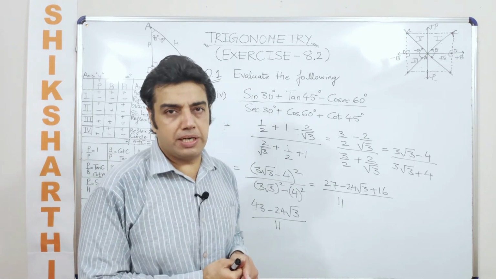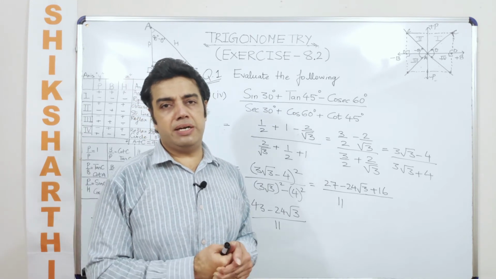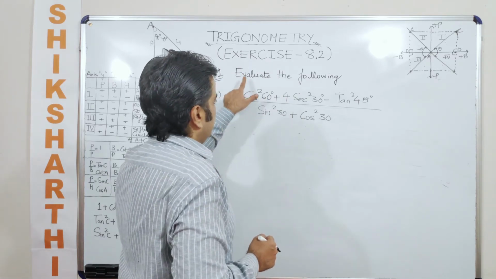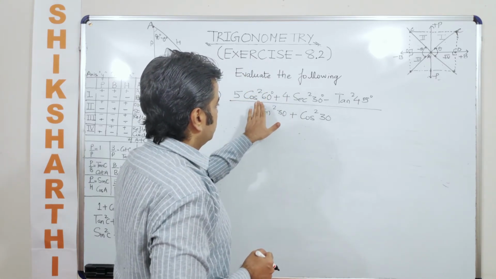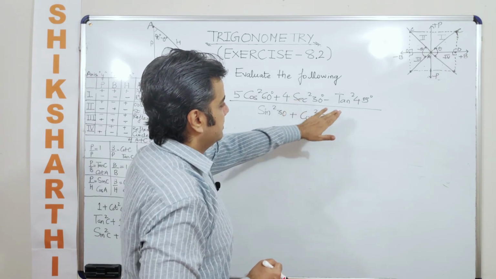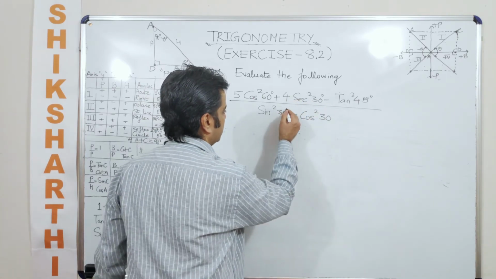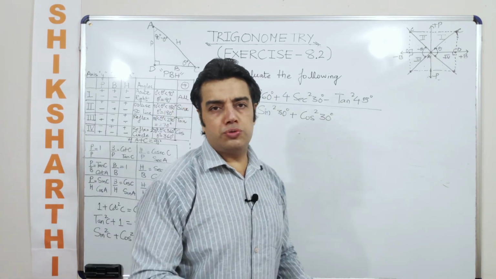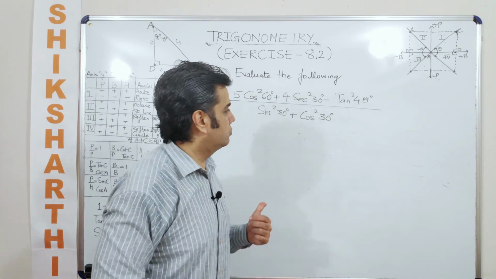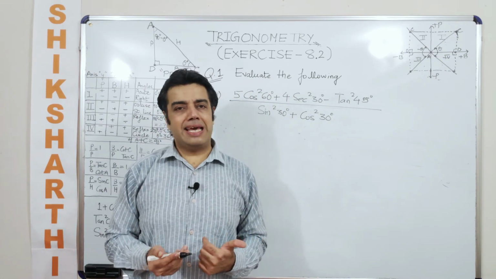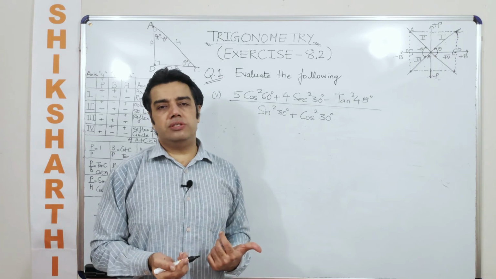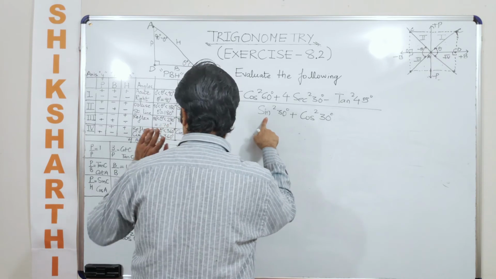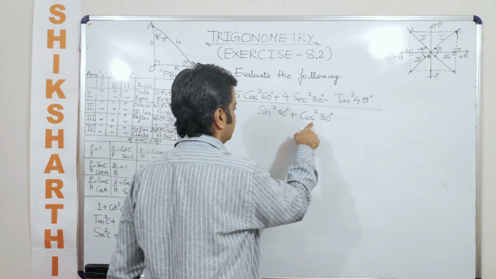So let's move on to the next subpart, which is the final subpart, 5th. Question number 5 talks about you need to evaluate the value of this, which is 5 cos square 60 plus 4 sec square 30 minus tan square 45 divided by sin square 30 degrees plus cos square 30 degrees. So as discussed, you can use two things together in this question. What are those two things? You can use the complementary angle theorem, and the second is you can just use the values of the trigonometric ratios. Or we can use the identity as well. So sin square 30 plus cos square 30 is equal to 1.